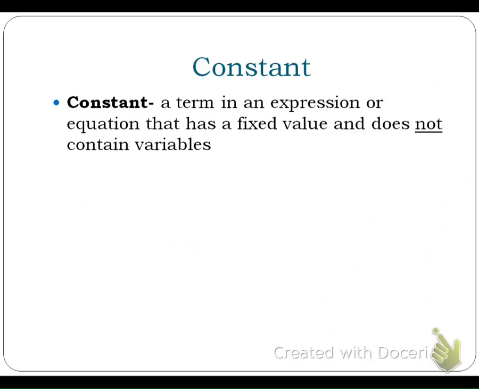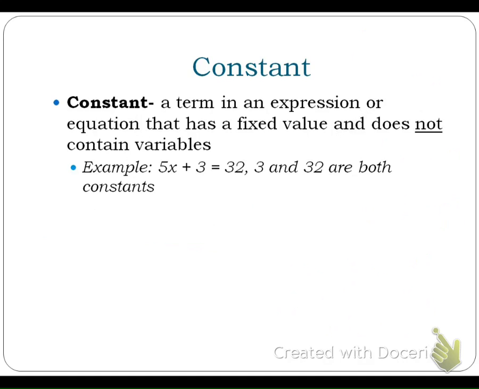Our final word that's part of our basic elements of algebra is a constant. Now you're really familiar with a constant. It's just simply a number that does not have any variables with it. Up until before you took algebra, that's all you ever worked with was constants. Constants have a fixed value. That's why they're called constants. They stay in place. So here's an example. You see 5x plus 3 equals 32. Our constants are any numbers that do not have a variable with it. So the 3 does not have a variable after it, nor does the 32. So those are both our constants.